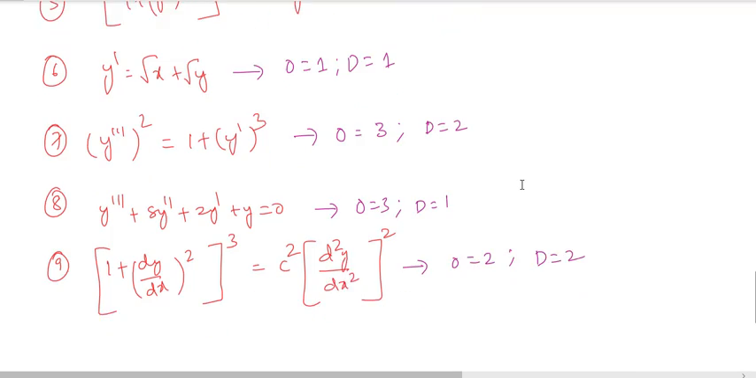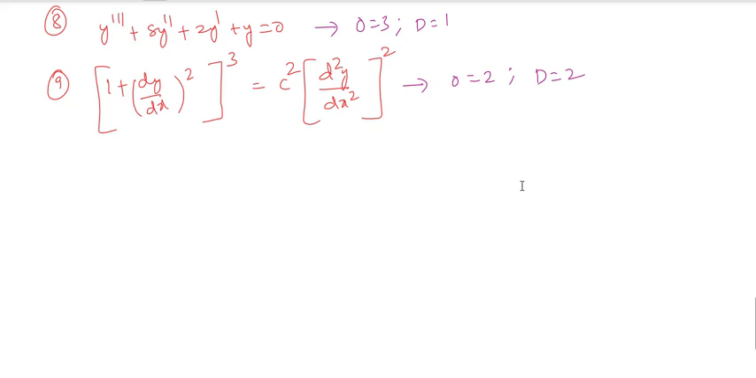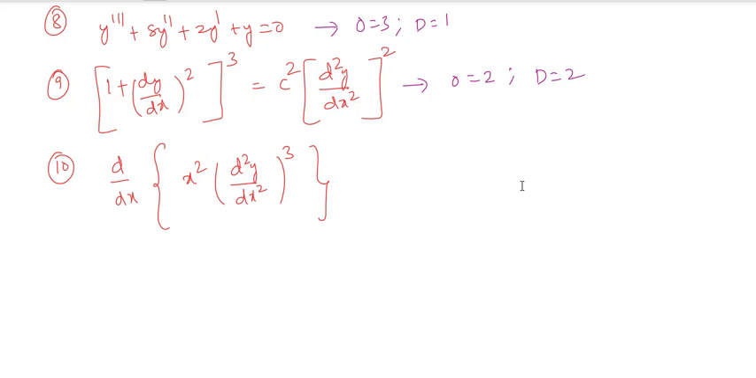Then similarly, next problem. Next one, d by dx of x square d square y by dx square whole cube plus cos of xy is equivalent to e to the power of x. Give me the answer for this. They have given d by dx here, which means you have to perform the differentiation. Am I right or not? So how will we do the differentiation?